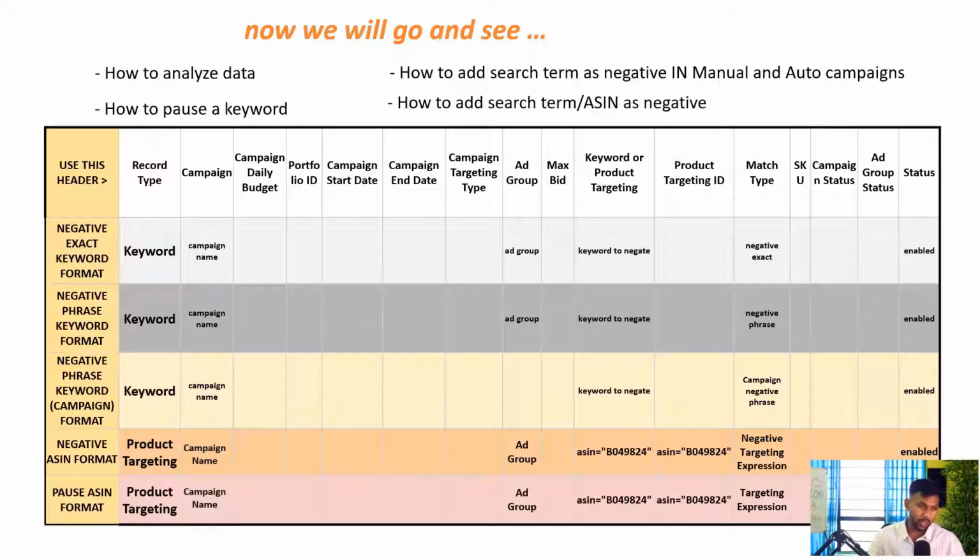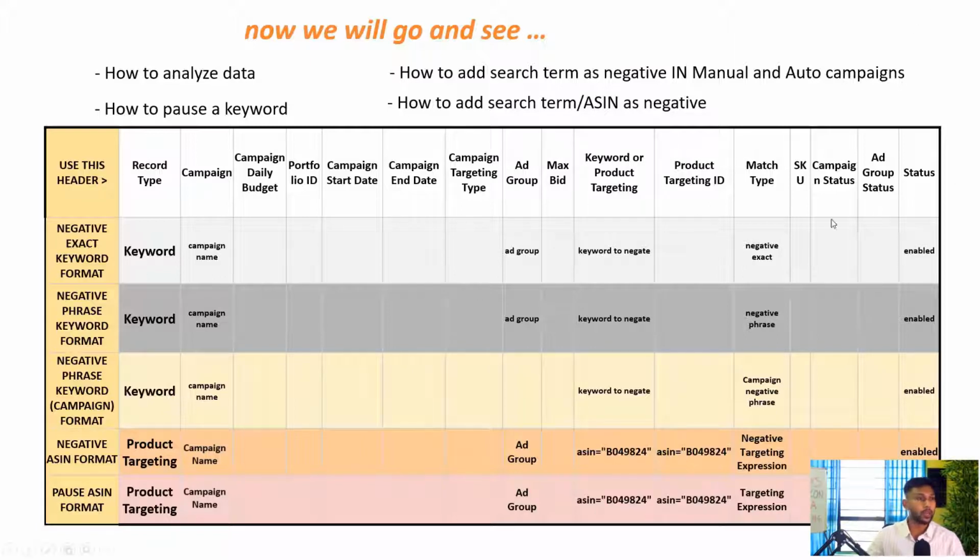So you can write keyword or search term. Okay, you can write keyword to negate or search term to negate. Keyword to negate means the keyword that you have to negative target. Then product targeting ID, we have to leave it blank because we are not targeting an ASIN here. We are targeting a search term here. Now match type will be negative exact. Write it down, negative exact. And the last column, status, will be enabled. So this is the format of a negative exact keyword.